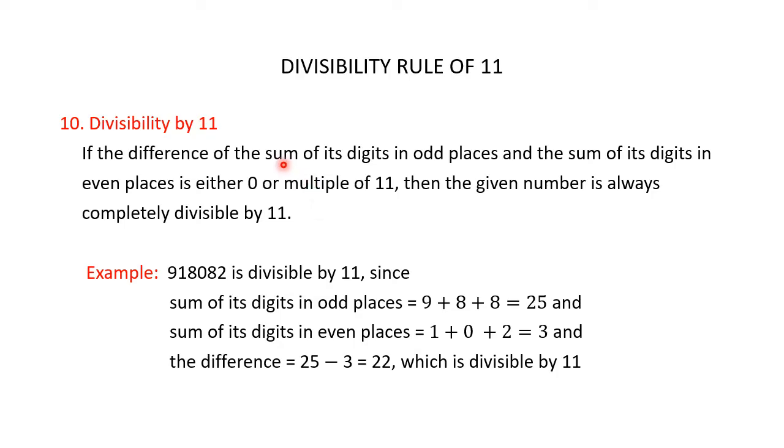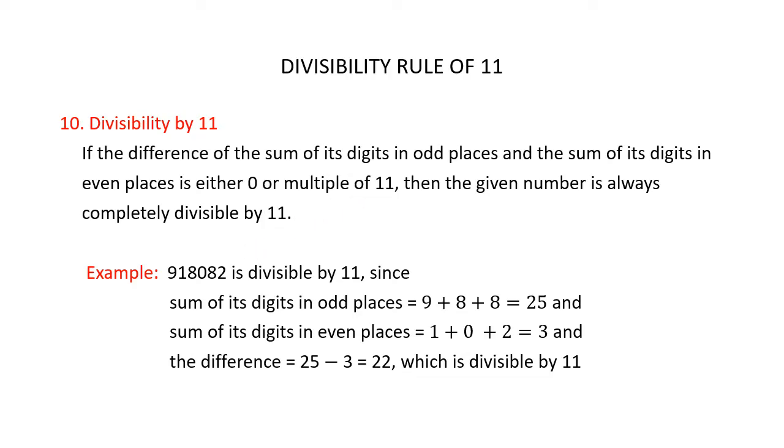Then find the sum of its digits in even places. Then find the difference between the two. If the answer you get is 0, then the number is divisible by 11. If you get the answer which is divisible by 11, then the given number is also divisible by 11. Let us understand this with an example.